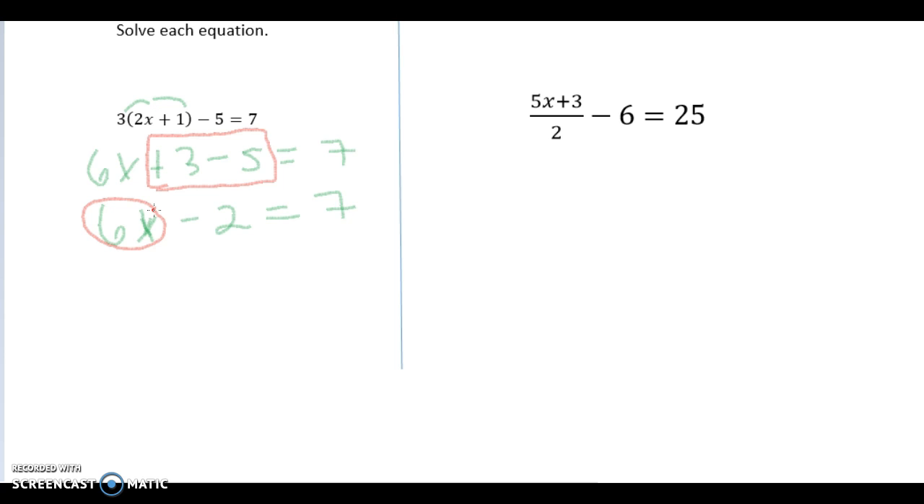So what is the inverse of subtraction? If you said addition, that is correct. We're going to add the opposites. What we do to one side of the equal sign, we do to the other in order to balance the equation.